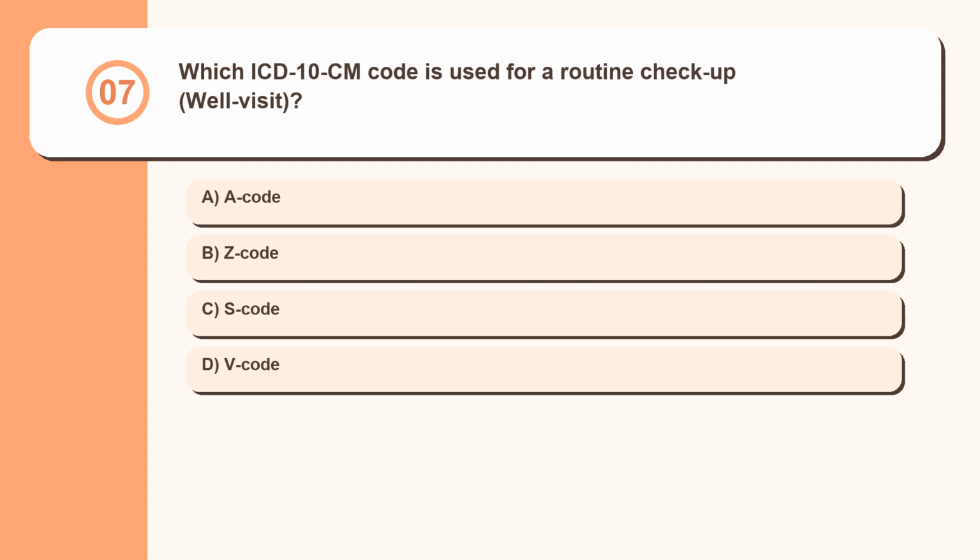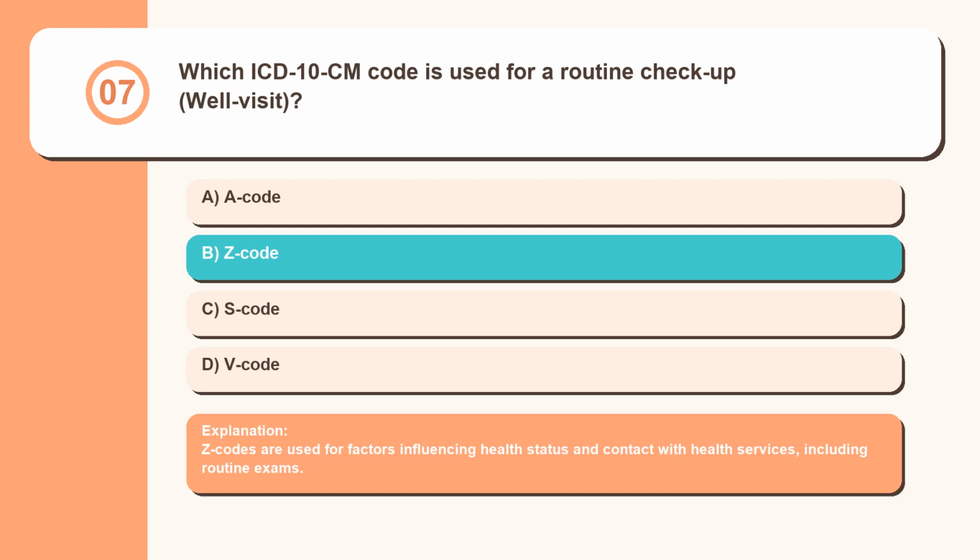Question 7. Which ICD-10-CM code is used for a routine checkup, well visit? A code, Z code, S code, V code. Z codes are used for factors influencing health status and contact with health services, including routine exams.